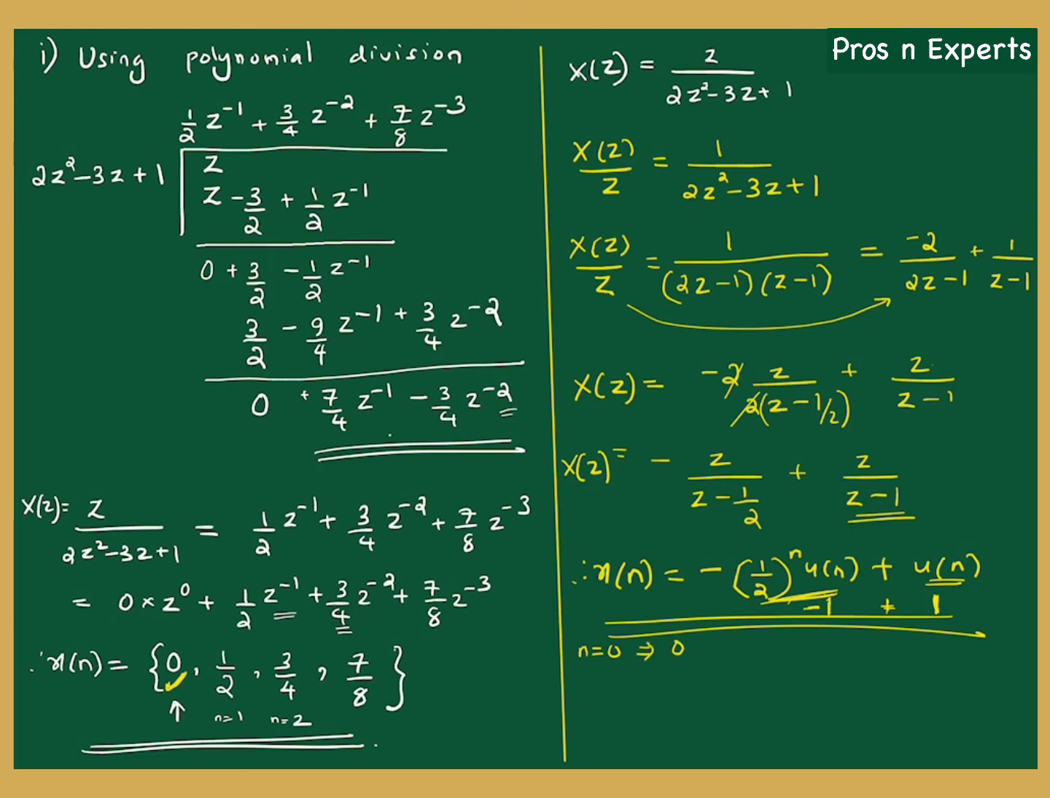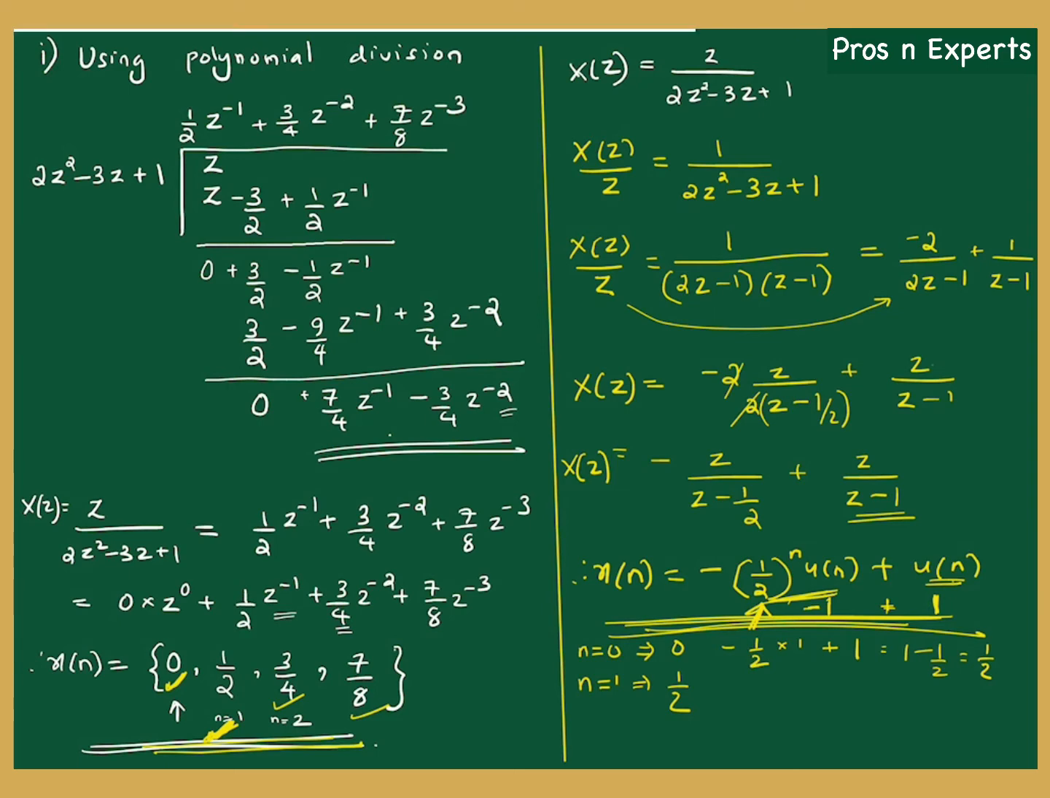Now apply this for n equal to 1. At n equal to 1, this term will give you minus half into 1, plus 1. So this is 1 minus half equal to half. So at n equal to 1 the amplitude is going to be half. And similarly in all other terms you are getting exactly the same signal. So these two methods will give you the same answer. Okay, that's the end of this question.